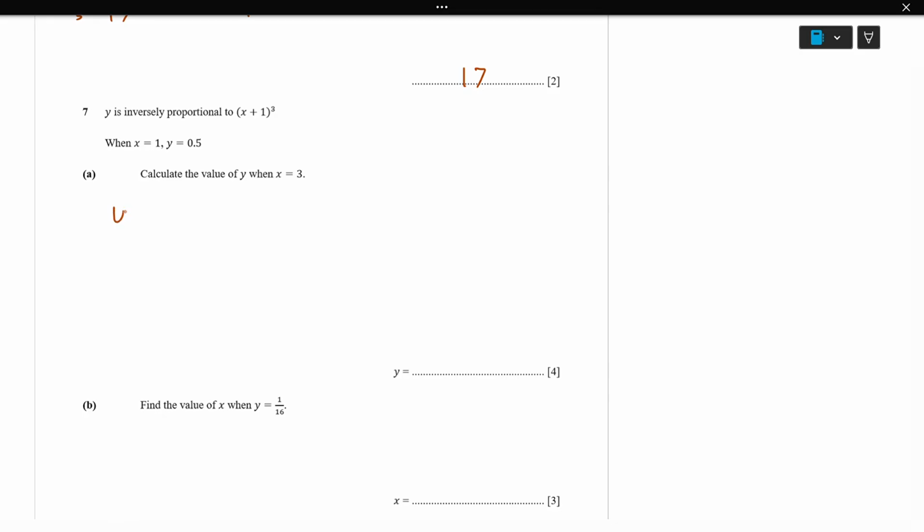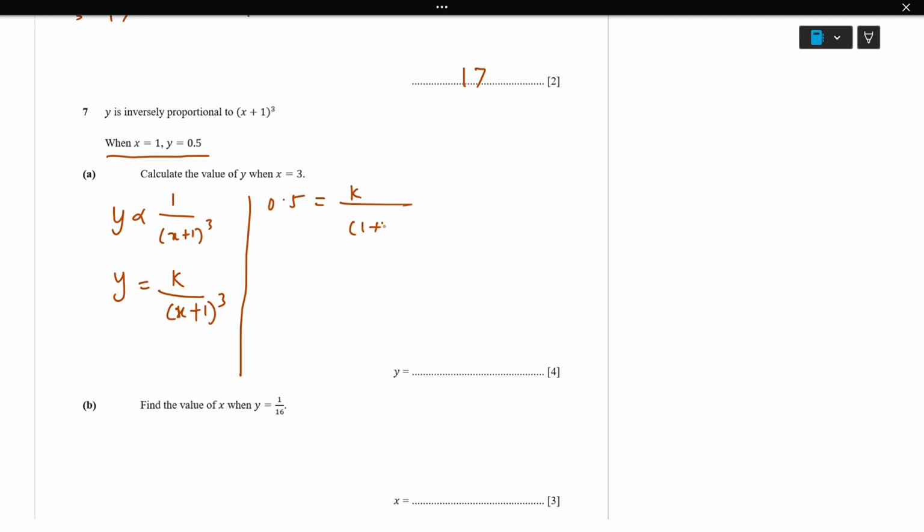So this one, y is inversely proportional to 1 over (x plus 1) whole cube. To make the proportion an equality, we have to add a constant k: y equals k over (x plus 1) whole cube. Use the first value to find k. Y is 0.5, so 0.5 equals k over (1 plus 1) whole cube, which is 0.5 equals k over 2 cube. When I bring it to the left side, it becomes multiplication: 2 cube times 0.5 equals k.